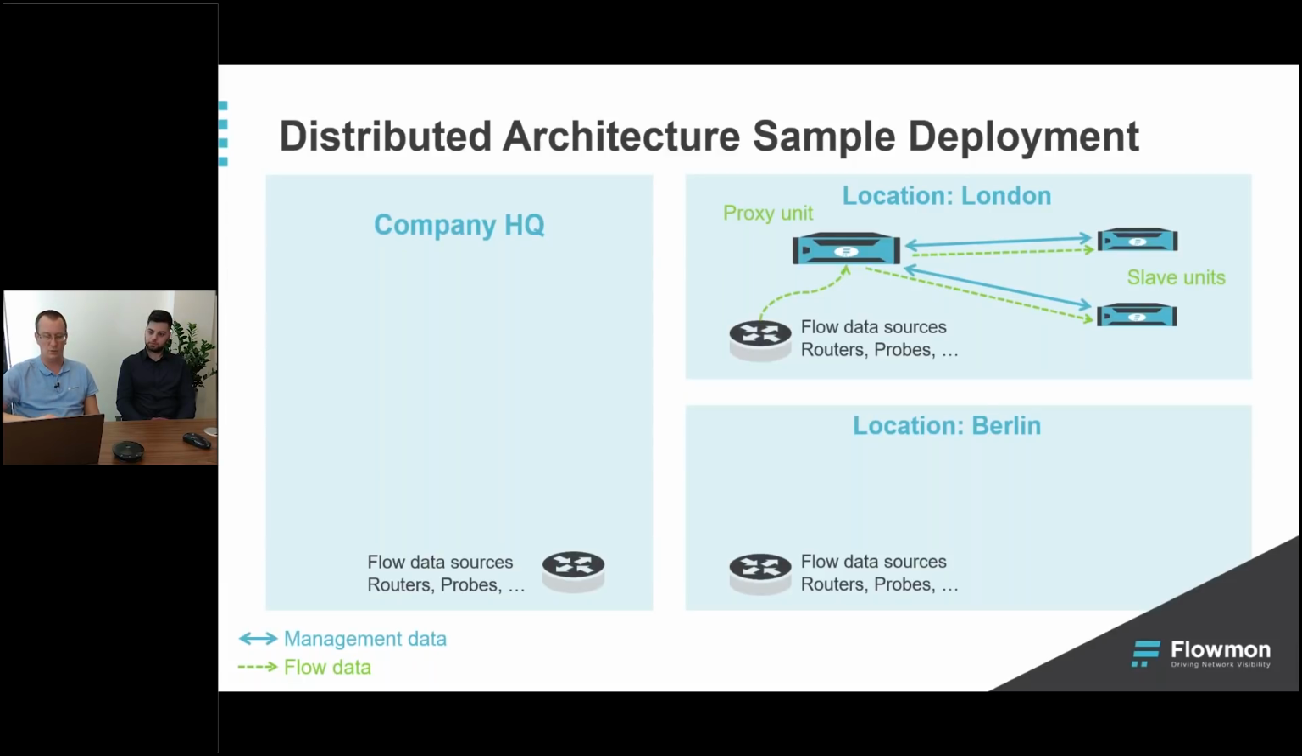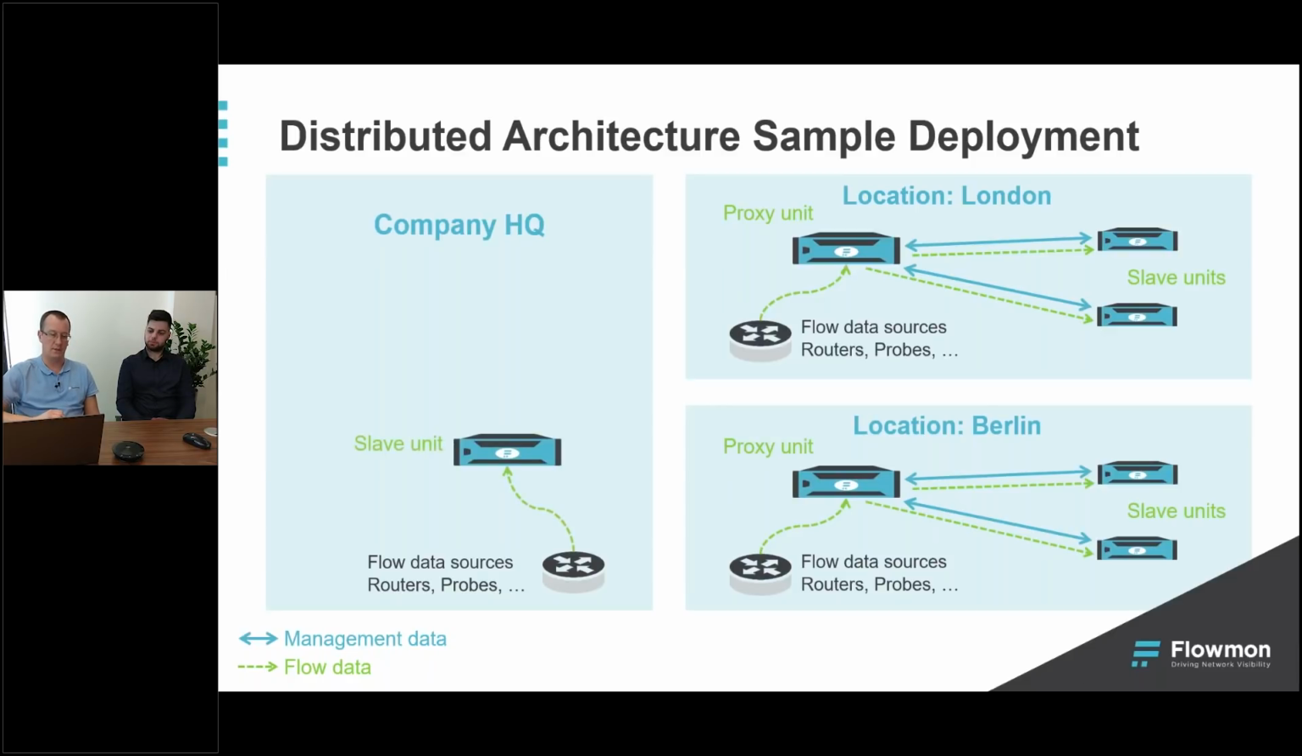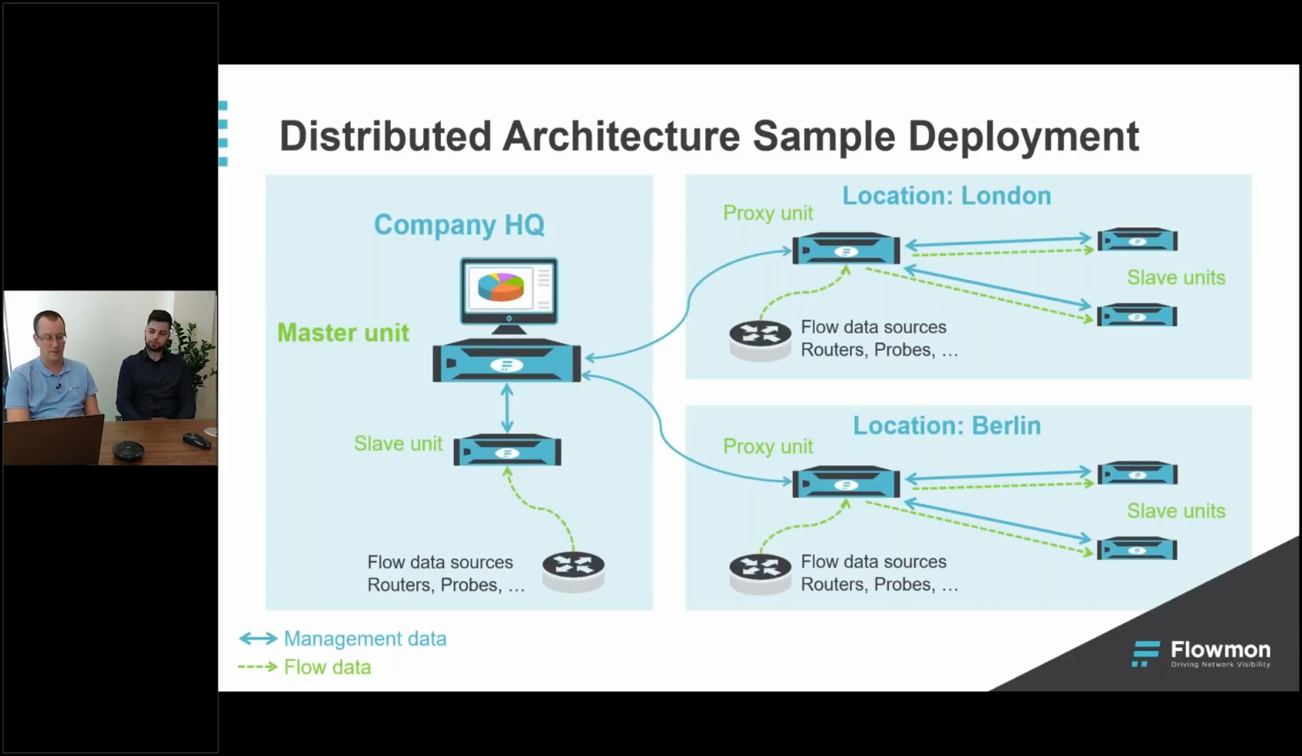In London, you can see that we have two so-called slave units, two collectors that are processing flow data. And we have a special device called the proxy unit. The proxy unit is responsible for load balancing the flows over the slave units and controlling the operation of the slave units. For Berlin, we have basically the same situation. And for the company headquarters, as this is a smaller location, we have just one single slave unit, so there is no need for a proxy unit. The whole system is controlled by a master unit that communicates with proxy units or with the individual slave units. So this is a brief scheme of how you can deploy Flowmon in a distributed environment.